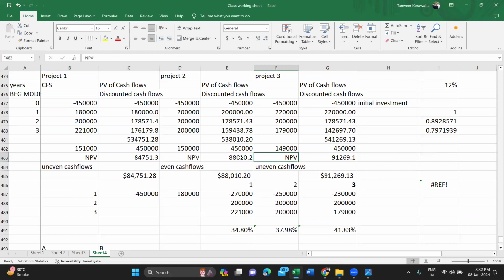Because you have to check whether the investments are equal. If the investments are equal, then you can compare NPV. But if the investments are not equal, then you can't compare NPV. You have to go for IRR, right? So that's why IRR is a more reliable measure for ranking the projects because it condenses the answer into percentage format, right? Which the other measure, NPV, is not able to do.